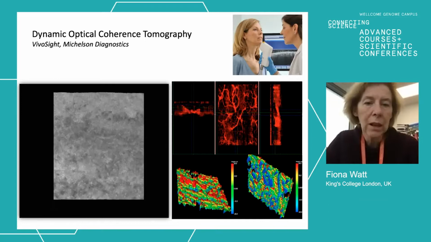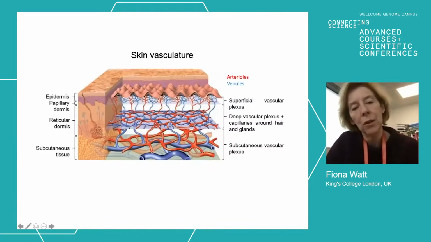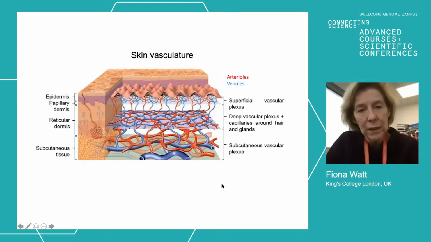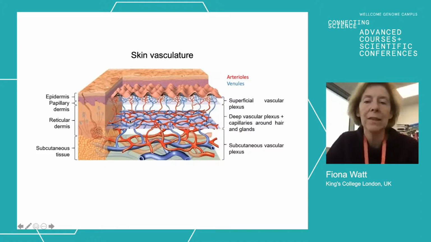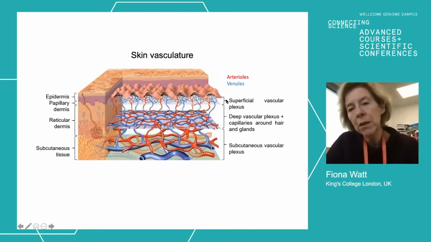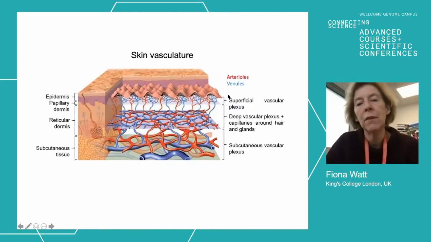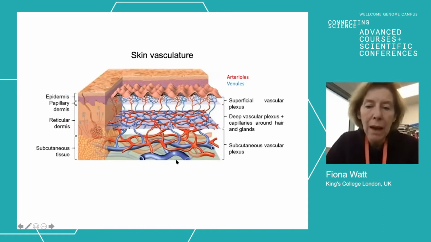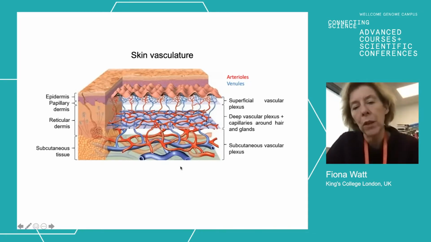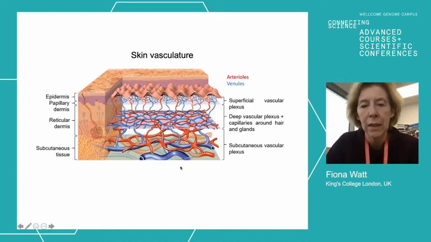So what Clarisse has been doing is to have a look at OCT images of the skin vasculature. And she's been able to image the superficial vasculature and the deep vascular plexus, but we haven't in these images attempted to model the vasculature in the subcutaneous fat.